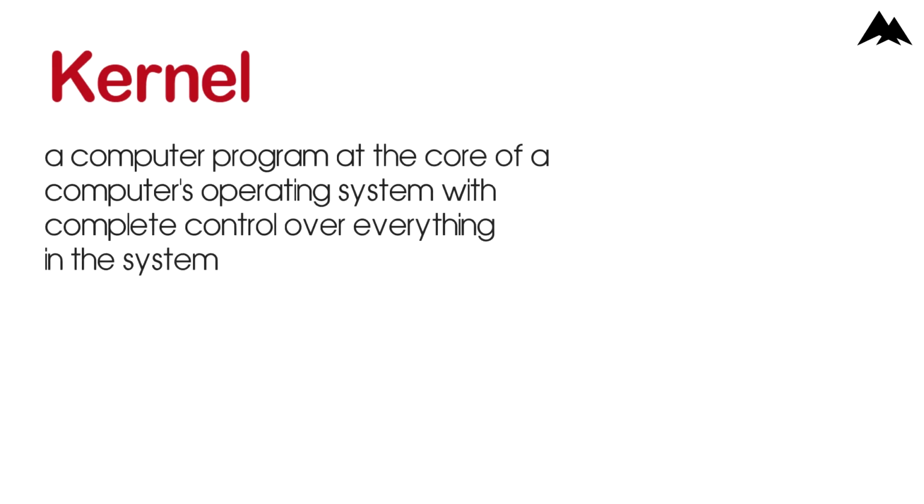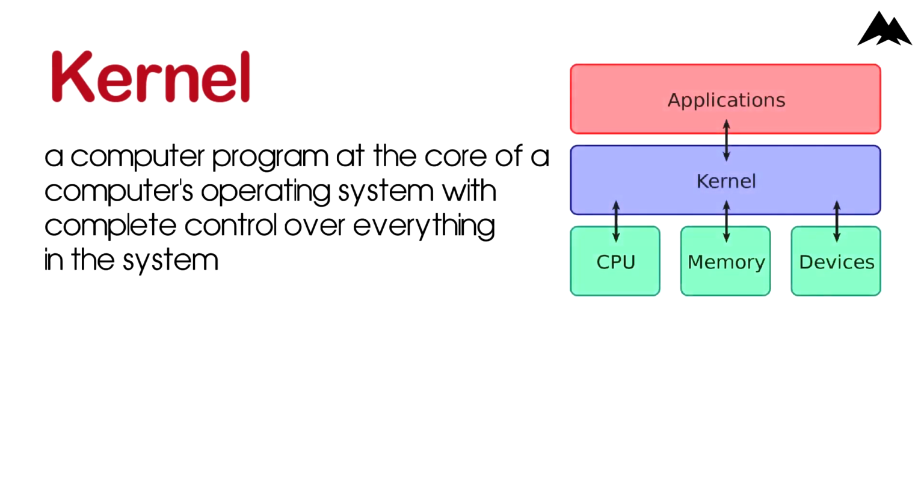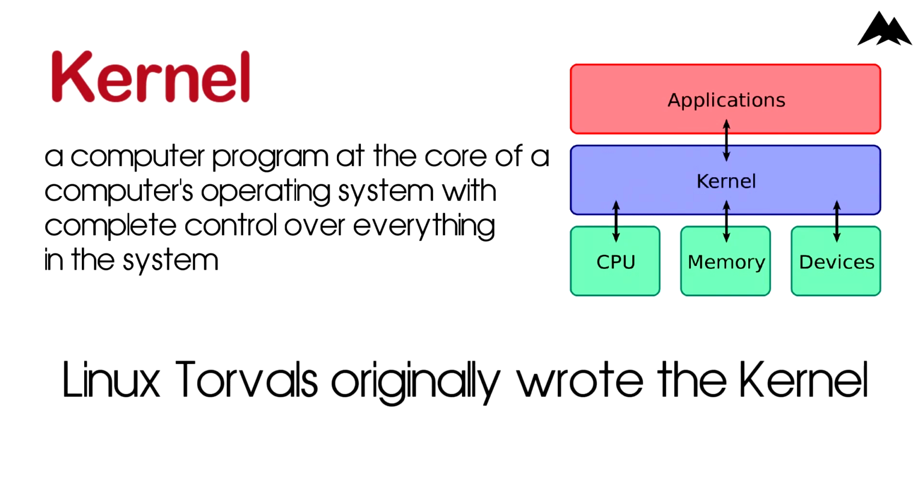So let me introduce this very important kernel. When you run an operating system, at its deep core there is a program called kernel. Kernel is used to control the hardware that the operating system is installed on. All the programs that we install do not interact directly with the hardware. They interact through the kernel. So kernel is like a middleman. Linus Torvalds originally wrote the kernel. Only a few people are allowed to work on it now.